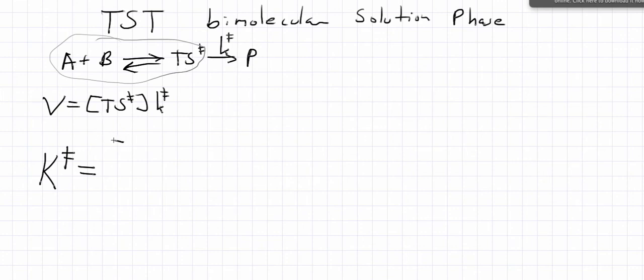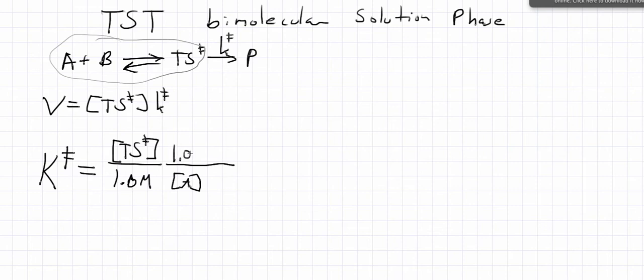We can see it's going to be the concentration of transition state divided by 1 molar, if we're going to use a 1 molar standard state, divided by the concentration of A over 1 molar times the concentration of B over 1 molar. And we can see these units of 1 molar cancel. We're left with 1 standard concentration there. If we wanted to, we could abbreviate this with just a C standard, saying the standard concentration.